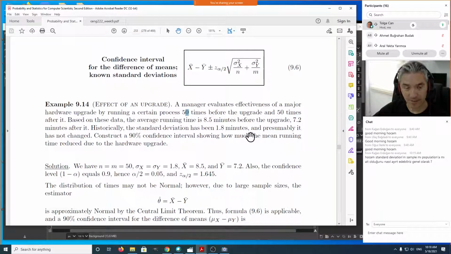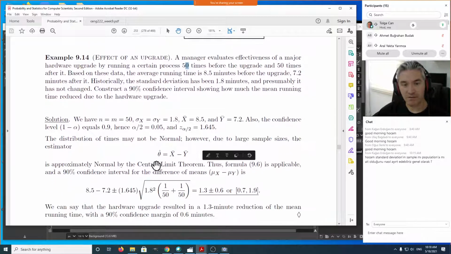The only case where it would matter is where we would use a different table. The T table is for when we have small samples. When we have small samples and the standard deviation of the population is unknown, but the standard deviation of the sample is known, then we would not be using the Z table. That's the only case where the difference between the population and sample standard deviation would matter.